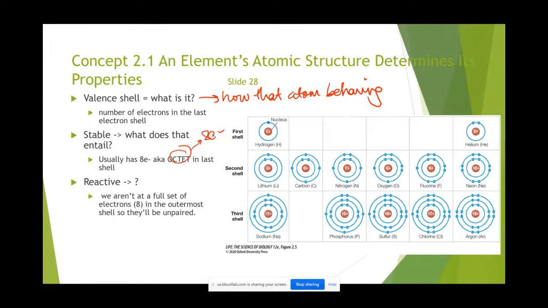So it's usually that outermost shell. It doesn't have 8 electrons. And if it doesn't have 8, it's going to be reactive. It's not that it's going to want to take, but it's just going to be reacting with something else to either fulfill that or to give it away. Okay? And we can get into that towards the end if any of you guys don't understand.